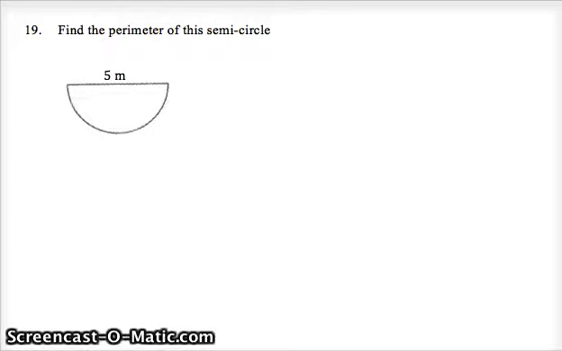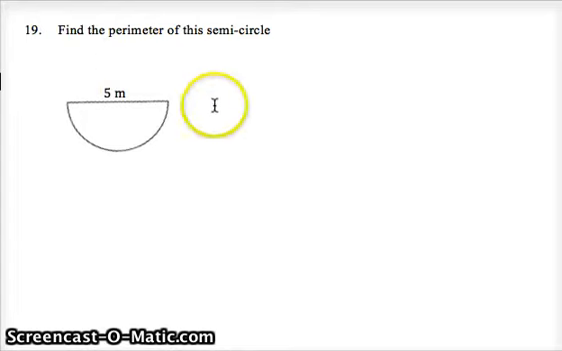Okay, we're continuing with circles revision for year 8. Question 19. What is the perimeter of this semicircle here? Now remember, perimeter means the distance around the shape. So we've got a curved part and a straight line part.